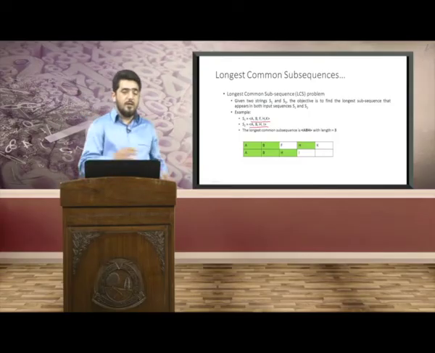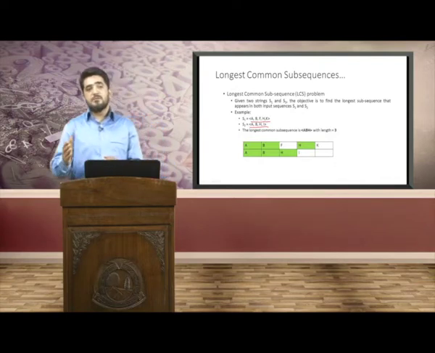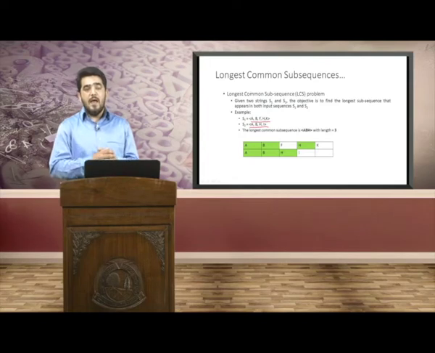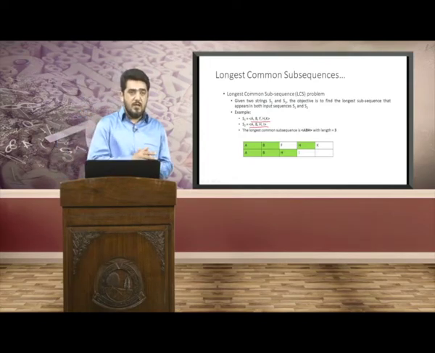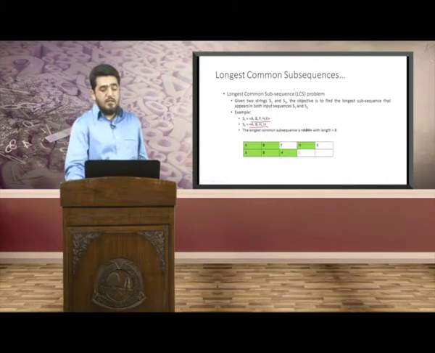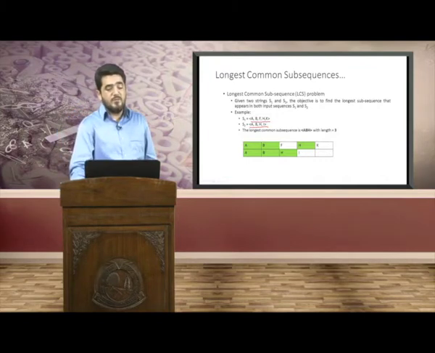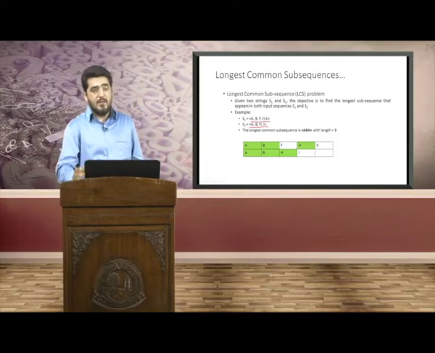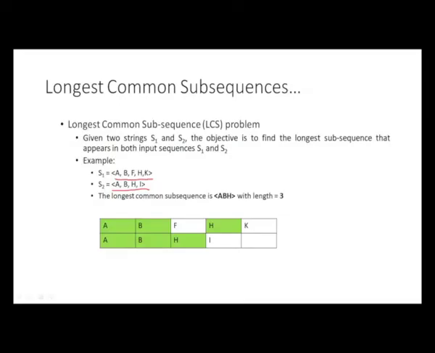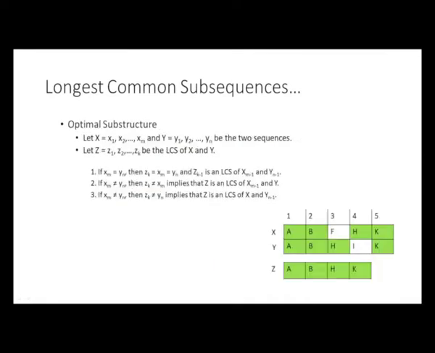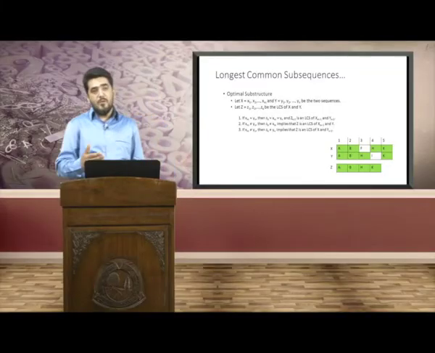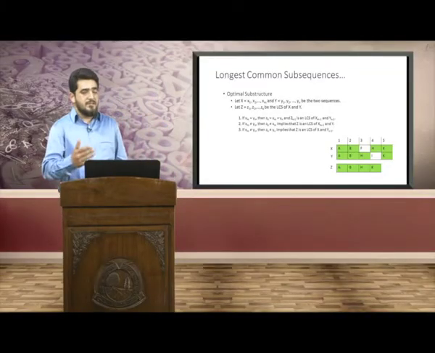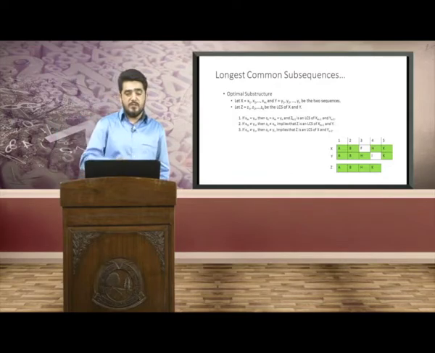So the objective here is to find the length of the longest common subsequence in the input sequences or the strings, as well as the subsequence itself. So in this example in the slide, the length of the longest common subsequence in these two input sequences is 3, and the longest common subsequence itself is A, B and H. Obviously we will be able to solve this problem using dynamic programming only if this problem has an optimal substructure. Let's see if we can find an optimal substructure in this problem or not.